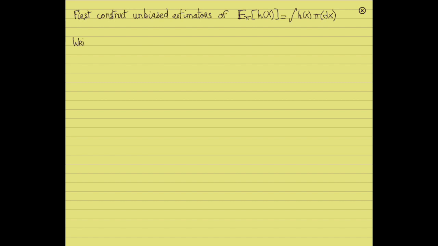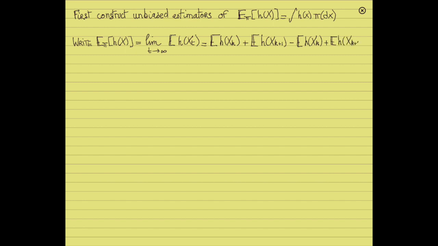So let's look at this construction of unbiased estimation. We write the quantity of interest as a limit when time t goes to infinity of the expectation of h of xt, the Markov chain at step t. And any limit can be written as a telescopic sum started from any arbitrary index k, where we have the expectation of h of xk, plus the next expectation minus the expectation of h of xk, plus the expectation after that minus the previous one, and so on.